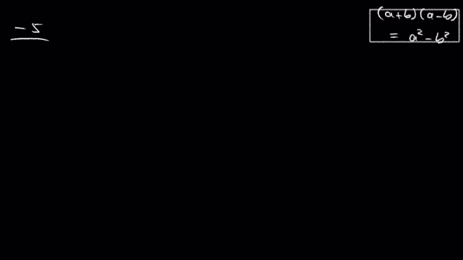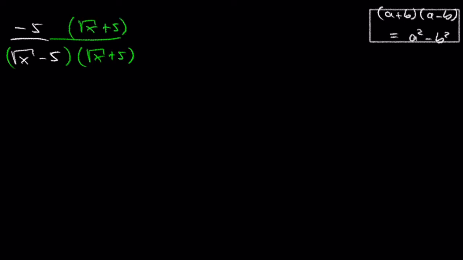Negative 5 over the square root of x minus 5. The conjugate of the square root of x minus 5 is the square root of x plus 5. The square root of x squared is x, and 5 squared is 25. On the top we get negative 5 times the square root of x minus 25.